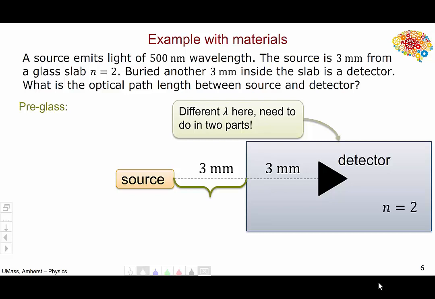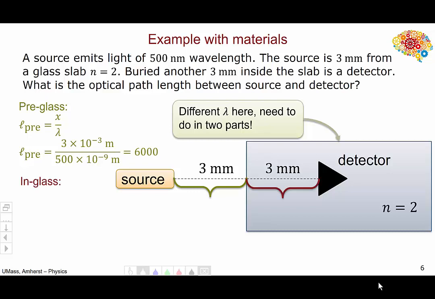So first, let's do the part outside the glass. The optical path length before the glass is the distance over the wavelength. We know the distance is 3 millimeters, and we know the wavelength is 500 nanometers, which, when you divide that out, gives us an optical path length before the glass of 6,000. Now let's do the second part inside the glass.